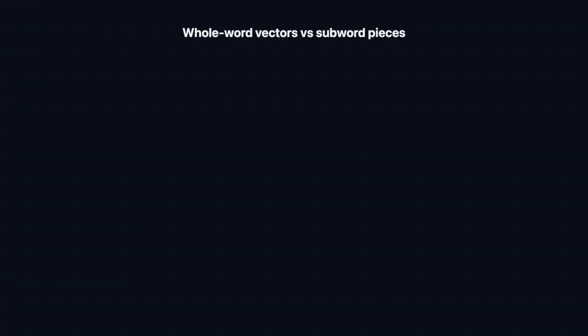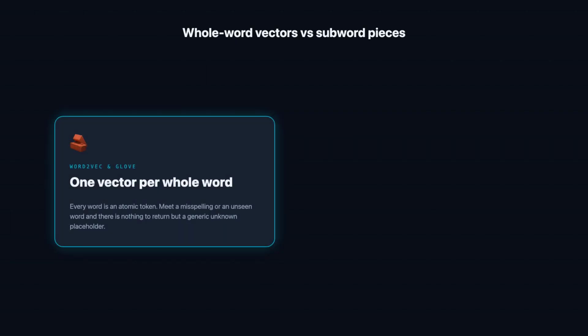First, let us see the limitation that fastText was built to fix. Traditional embeddings like word2vec and GloVe treat every word as one indivisible token with a single learned vector. That works beautifully for words they saw often, but the moment a word is missing from the vocabulary, a misspelling, a fresh coinage, a rare form, they have nothing to offer but a generic unknown placeholder. All the meaning locked inside the word spelling is simply thrown away.